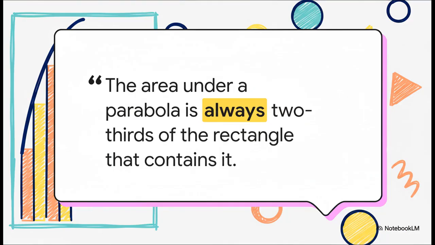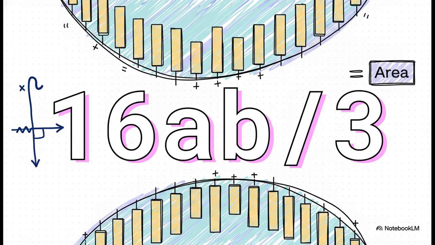This next one is genuinely one of my favorite facts in all of mathematics. And it was first proven by Archimedes, like over 2,000 years ago. Get this, for any standard parabola, if you draw a rectangle that perfectly contains it, the area under that curve is always exactly 2/3 of the area of the box. Always. It's a fundamental, unchanging rule for every single parabola in the entire universe. How cool is that?